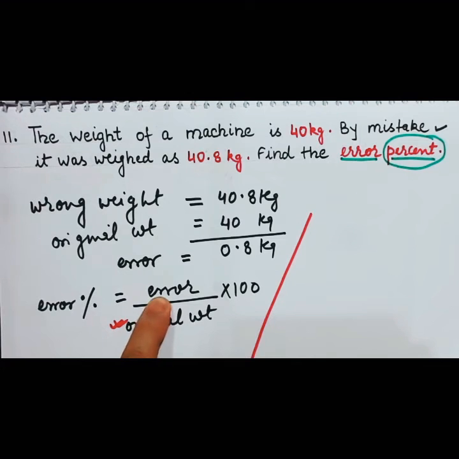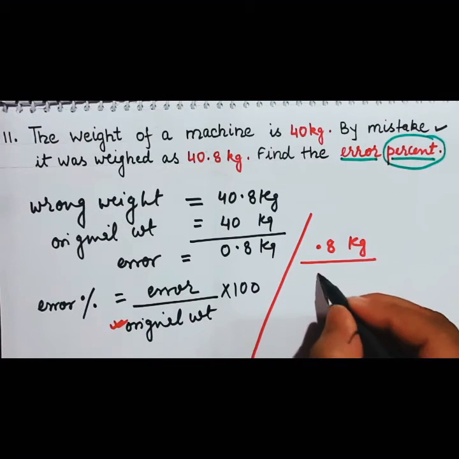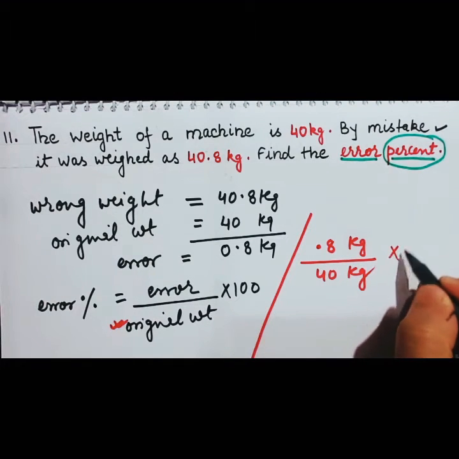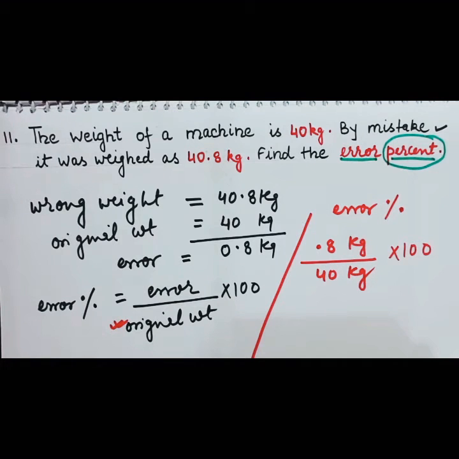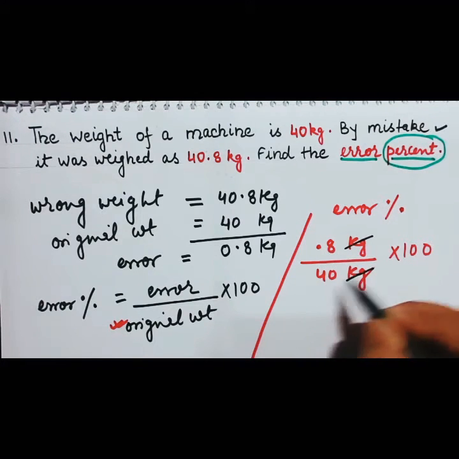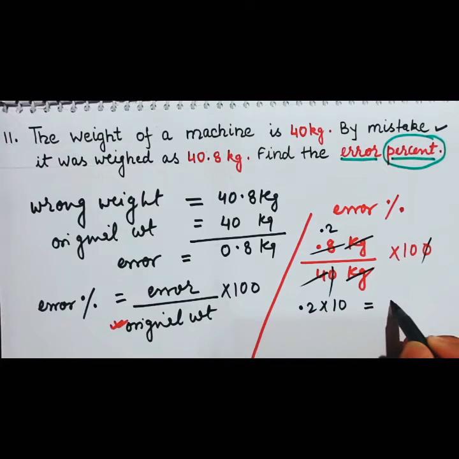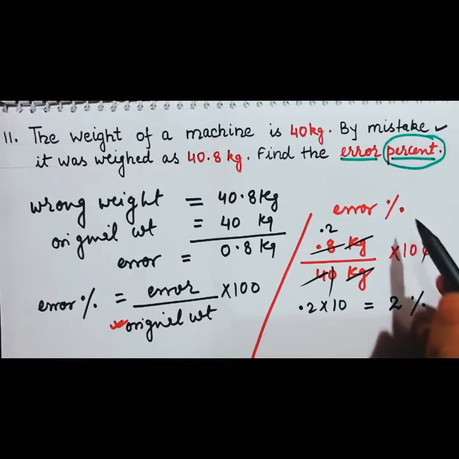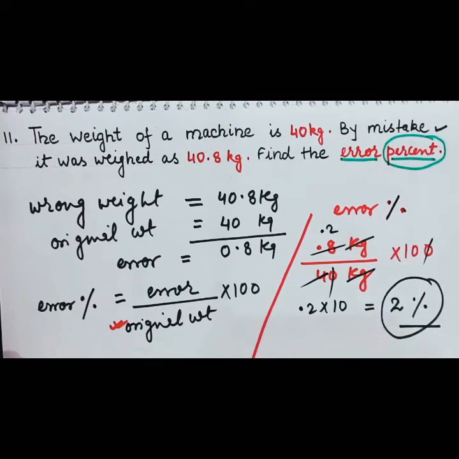This means my error was 0.8 kg, while the original weight was 40 kg, multiplied by 100. This is what we are finding, the error percentage. When you solve this, naturally the kg will get cancelled because they are in the same unit. While solving this, 0 gets cancelled, 4 twos are 8, 0.2 times 10 will give you 2%. Since we are finding the value in percentage, at the end you need to mention not 2 but 2 percent. So this is my error percent which they were talking about.